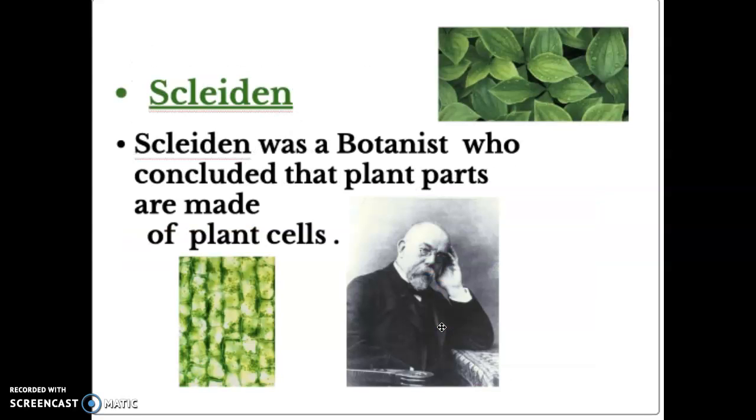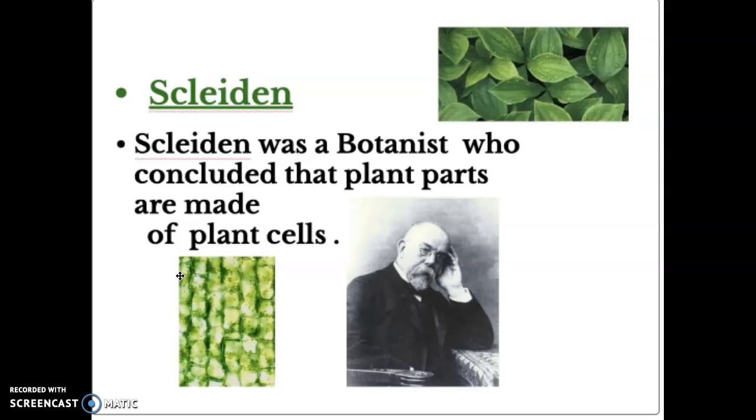We then have Schleiden. Schleiden was a botanist, so he was one of the first scientists to be able to see that plants were made of cells, and he was able to see that they also had a very specific look. Plant cells usually have a very boxy look to them. He was able to see this from a piece of a plant leaf. Then we were able to go on to the next scientist.